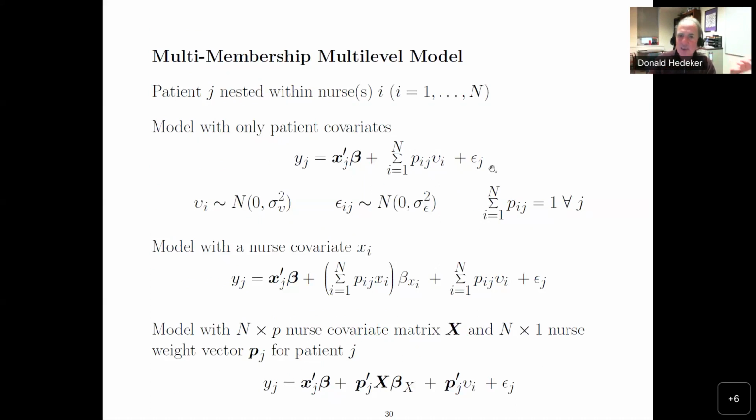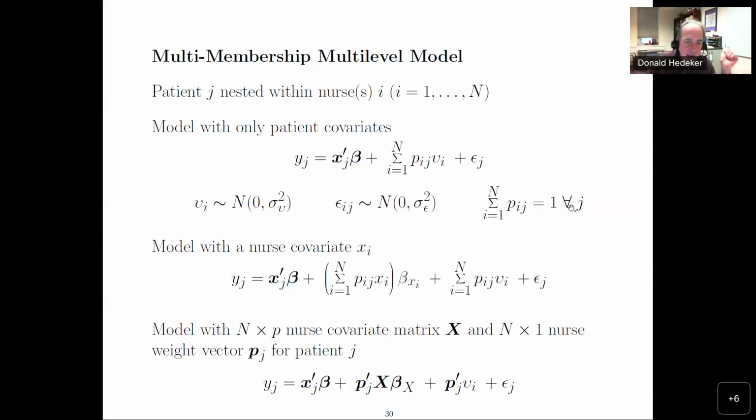So what's interesting here, I think, is we have a random effect for the clustering of the patient within nurses. However, it's being weighted by PIJ, by the weight. How much time did each patient spend with each nurse? Okay? And again, the sum of those weights equals 1 for all patients. And so it's really just a simple two-level model in a sense, except that now, again, each person is not necessarily within just one cluster. They're potentially in many clusters.